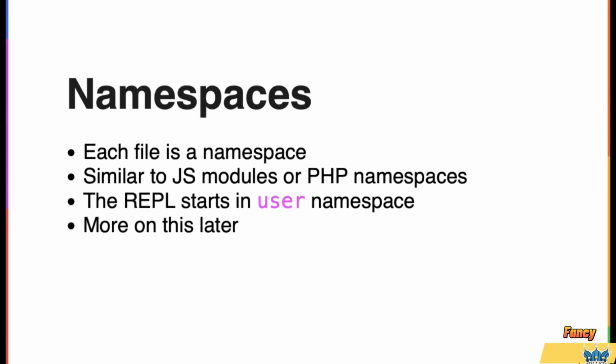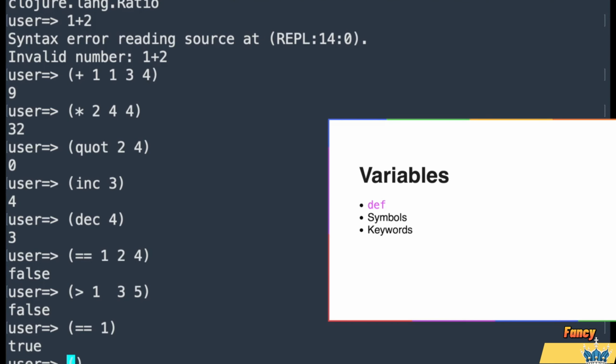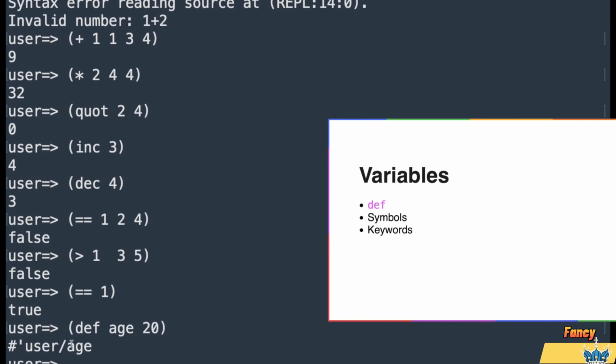Clojure code is organized into namespaces. You can think of a namespace as an address for every file. It is similar to JavaScript modules or PHP namespaces. The thing to note here is that when you start a REPL, you are in the user namespace by default. We can change this namespace and we'll get to this later. The def macro can be used to define variables in a namespace. Here we defined the age variable in the user namespace.